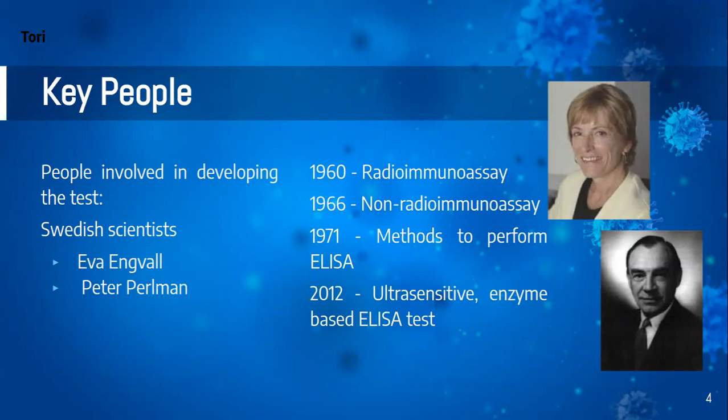So here's a timeline of developing the ELISA test. In 1960, it started off with radioimmunoassay, and then 1966 led to non-radio immunoassay. In 1971 came methods to perform ELISA, and then eventually in 2012 the ultra-sensitive enzyme test was created, which is ELISA.